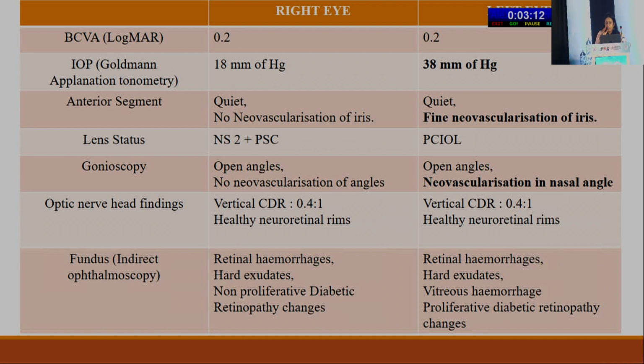Coming to the examination, BCVA for both eyes in logMAR was 0.2. The left eye showed a high IOP of 38 mmHg at presentation. Anterior segment in the left eye showed fine NVI, or neovascularization of the iris. On gonioscopy, open angles were seen with neovascularization in the nasal angle. The optic disc findings were healthy in both eyes, vertical CDR being 0.4:1. The fundus in the right eye showed non-proliferative diabetic retinopathy changes. The left eye showed vitreous hemorrhage inferiorly and proliferative diabetic retinopathy changes.